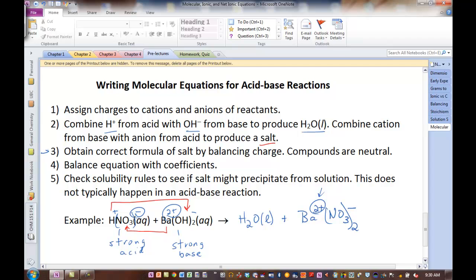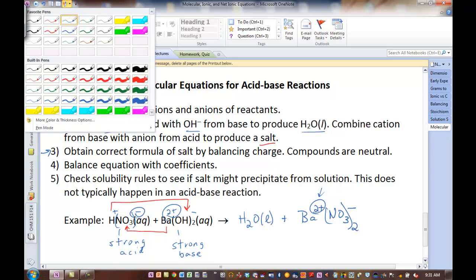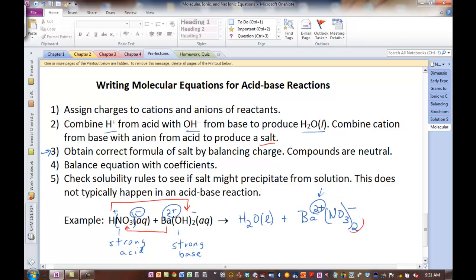I actually jumped to step 3. I did step 3 already. Obtain the correct formula of salt by balancing charge. We know how to do that. Now we balance the equation with coefficients. And I think we actually do have to balance this one, which is good.